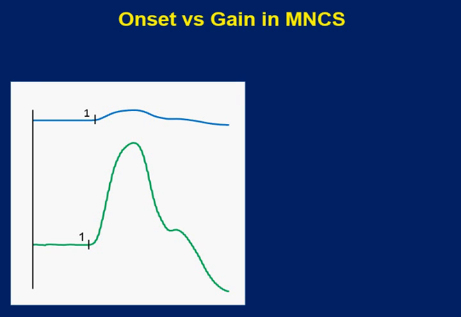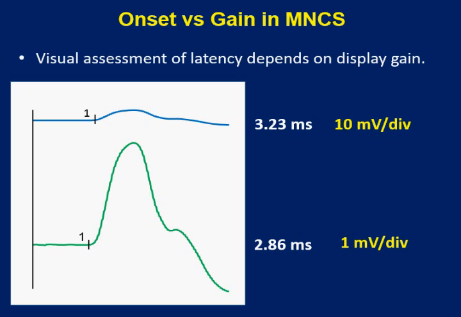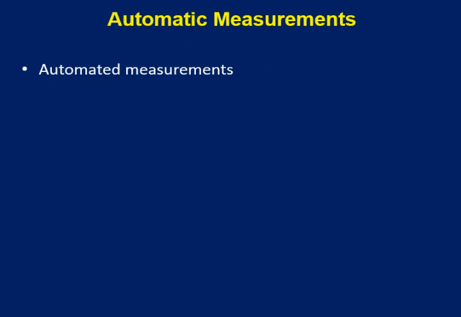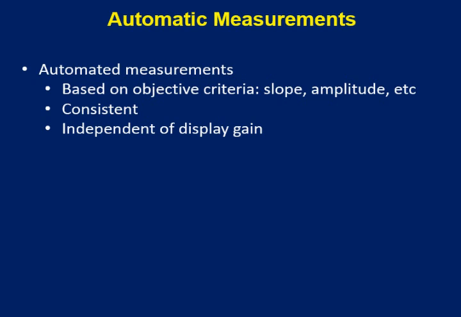Here are 2 CMAP waveforms with manual marking of the onset as indicated by marker 1. Note the difference in the associated latencies. The problem is that both traces are the same waveform but shown at different gain settings. The visual assessment of CMAP onset depends on the display gain. The automated measurements are based on slope and amplitude criteria that are applied in a consistent manner, and they may be independent of the display gain.